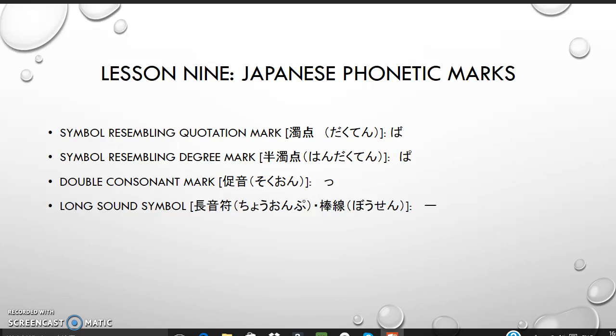Once again, we have the quotation mark, which is known as dakuten, the degree mark, which is known as handakuten, the double consonant mark, which is known as the sokuon, and the long sound symbol, which is known as the chouon-pu, or bousen. We also have a few other characters that I forgot to mention here, such as the small ya, yu, and yo. Those particular sounds are used for other words.